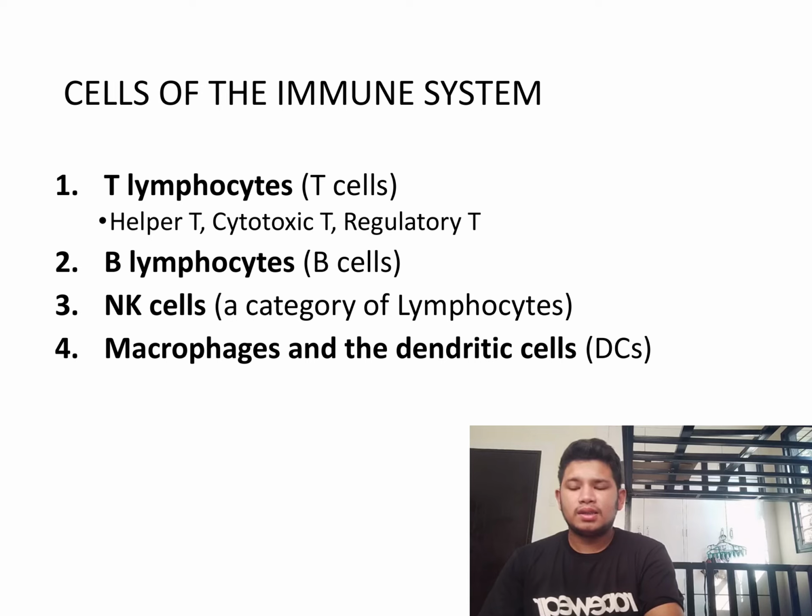Dendritic cells, antigen presenting cells, are present in tissues that are in contact with the external environment. They process ingested antigens and display antigen determinants on their surfaces.